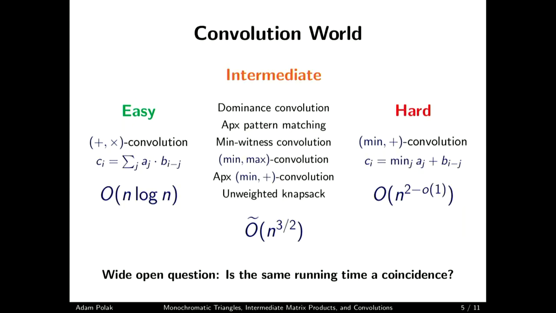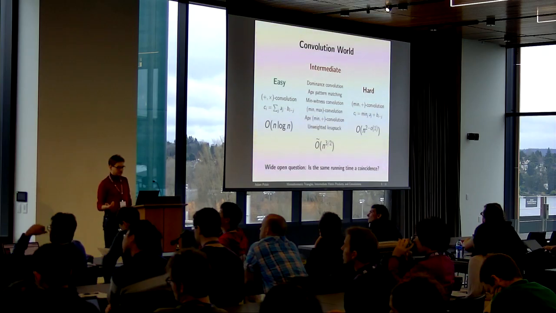I had convolution on my first slide, and convolution problems look pretty much similar. We have the fast Fourier transform, which lets us solve the regular plus-times convolution in near-linear time. There is a hard min-plus convolution, which is conjectured to require quadratic time, and it's equivalent to some variant of knapsack. And there is a bunch of intermediate problems, which all have algorithms running in n to the 1.5 time, and we have no idea if they are all equivalent or not.